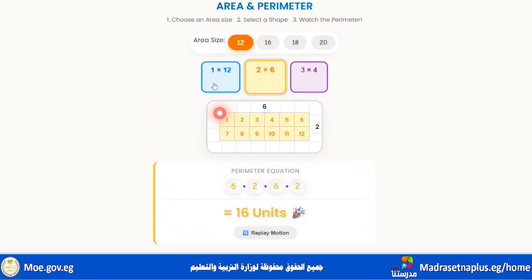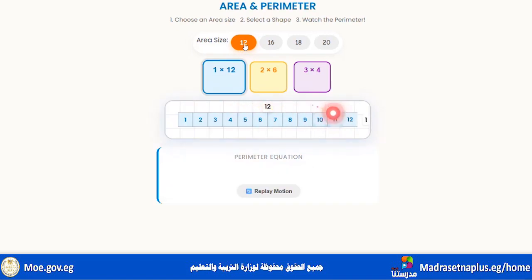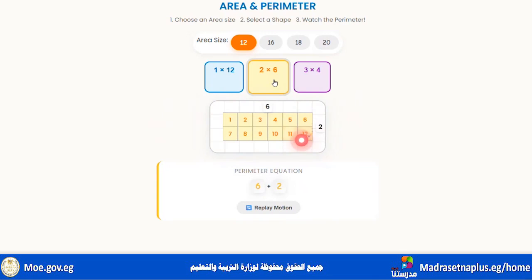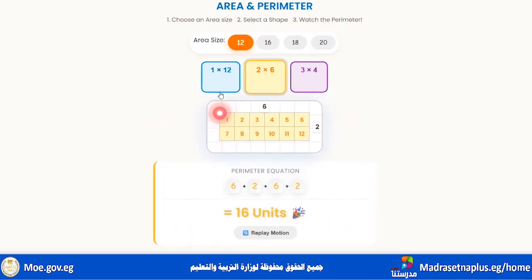The first one was 12 square units of area, but its perimeter is 12 plus 1 plus 12 plus 1. The sum of the side lengths is 26 units, but the area is what? 12 square units. We have another polygon. Its area is 12 square units, but its perimeter is different from the first one. The perimeter of this polygon is 16 units, but its area is 12 square units.